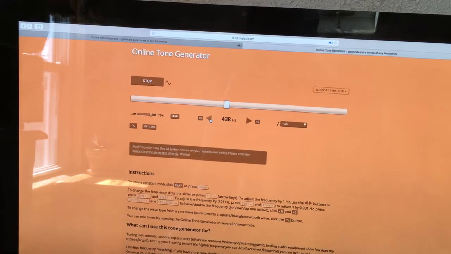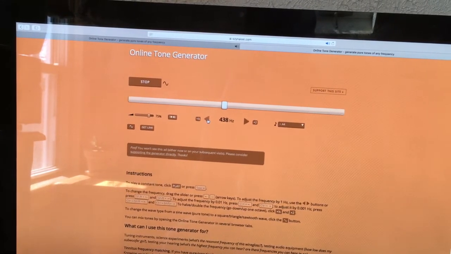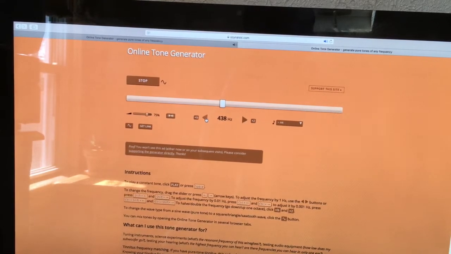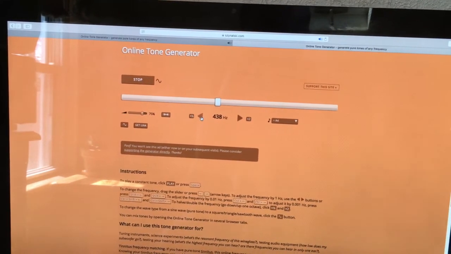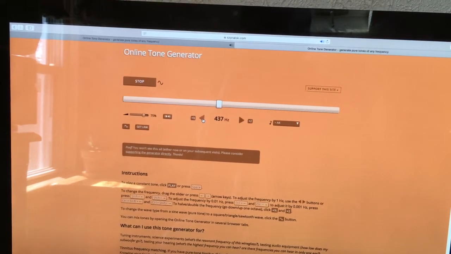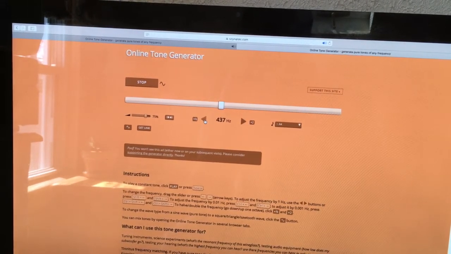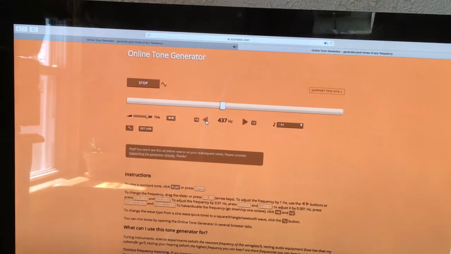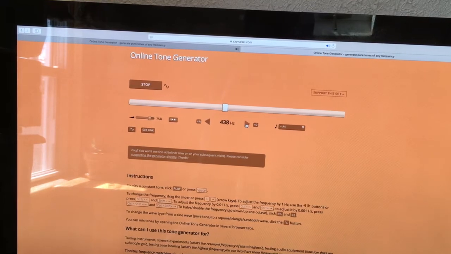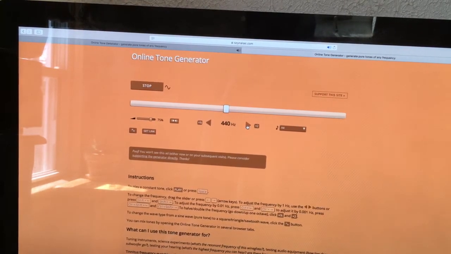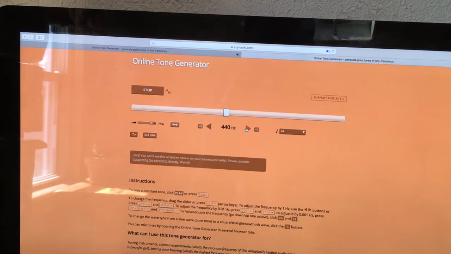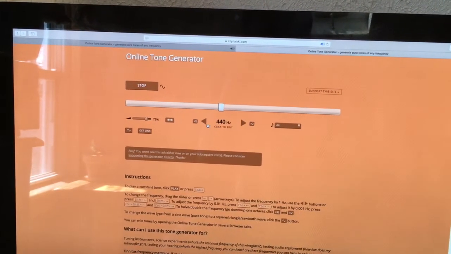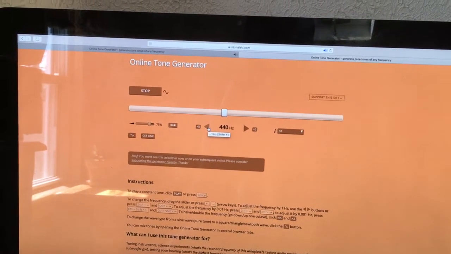If I go down to 437, so right now it's what? 1, 2, 1, 2, 1, 2, 1, 2, 1. Should be 3. 1, 2, 3, 1, 2, 3. So musicians actually can use this to tune their instruments because they can detect the beat frequencies when the two sounds are close, or the two frequencies of the two notes, right?